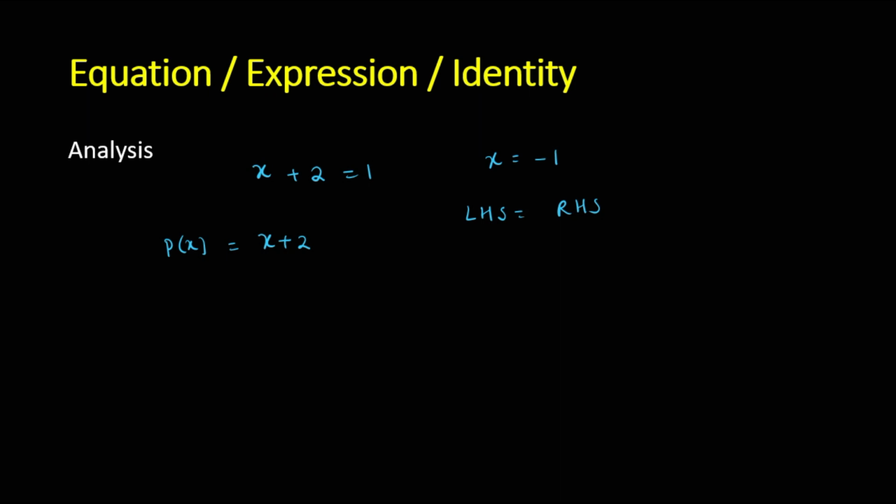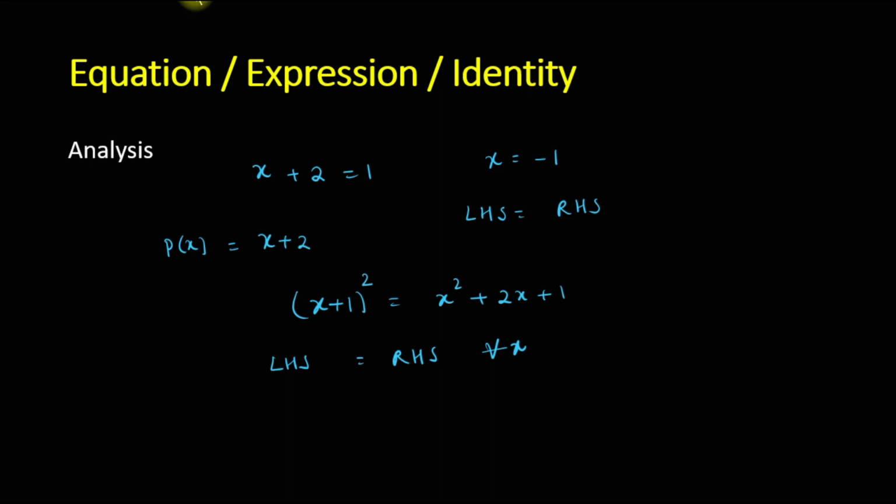And if we discuss the identity, an identity is that which is always true for all real values of x. Suppose we have (x plus 1) to the power 2 equal to x square plus 2x plus 1. Whatever value of x we put in LHS, we get the same value as when we put the same value of x in RHS. So we get LHS equal to RHS for all real values of x. So this is an identity. Hope you understand the difference among equation, expression and identity.